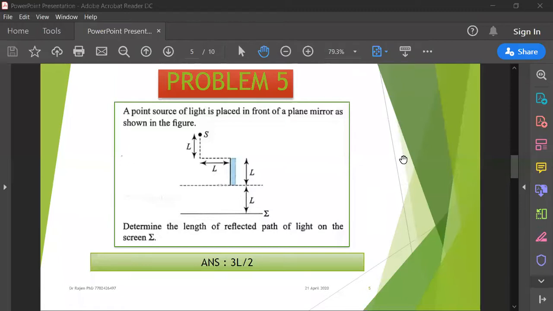Problem number 5. Yes, so students, screen here given. This is the mirror. Mirror length L, and the mirror lower edge is also at height L from the screen, and front here to here also L, and object that is now source S is also at the height L.